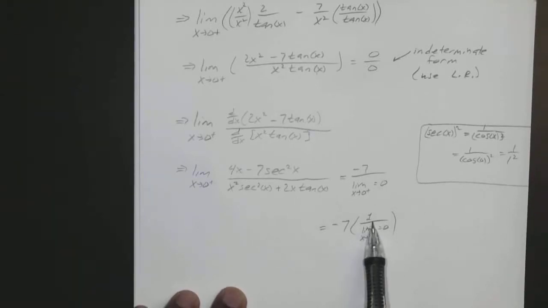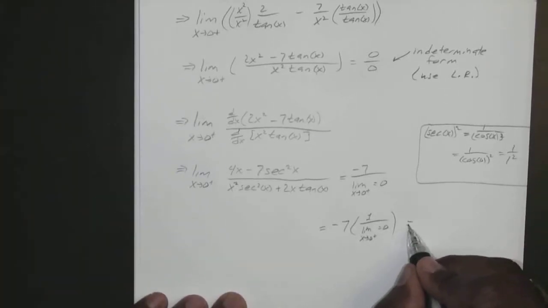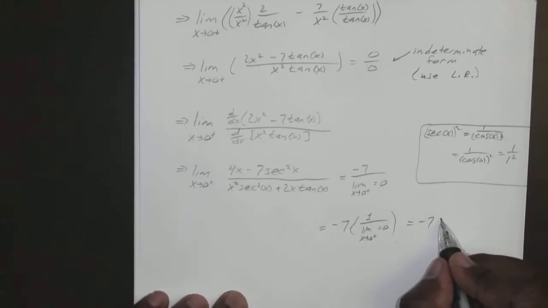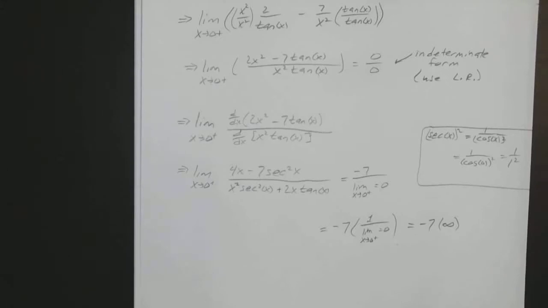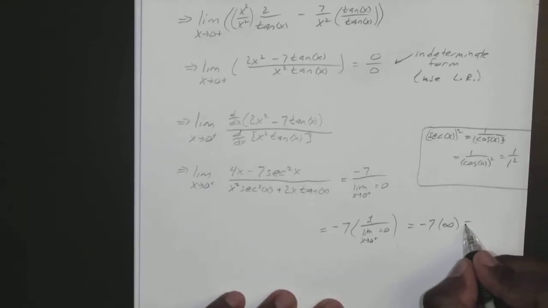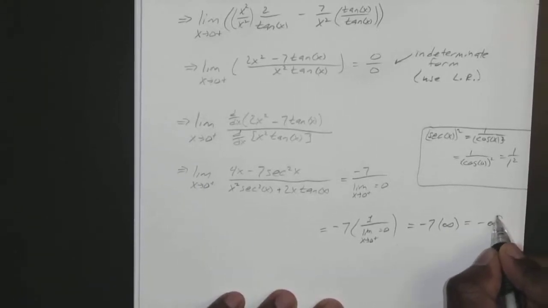Okay, so here you just have a really, really big number that's getting bigger and bigger as the denominator is getting smaller and smaller. So you have negative 7 times some infinite number. If you have some infinite number times a negative number, it's just going to be the negative of that infinite number. So it's negative infinity.